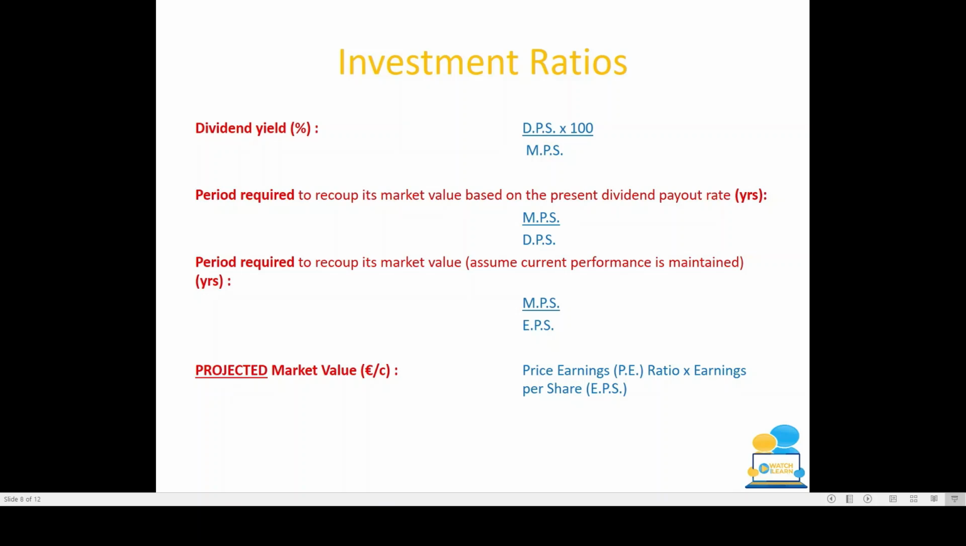The period required to recoup its market value based on the present dividend payout rate. So if you're asked that, you get your market price per share and you divide by your dividend per share. So it's kind of the opposite of this one here. And again, your answer will be in years here, not a percentage.